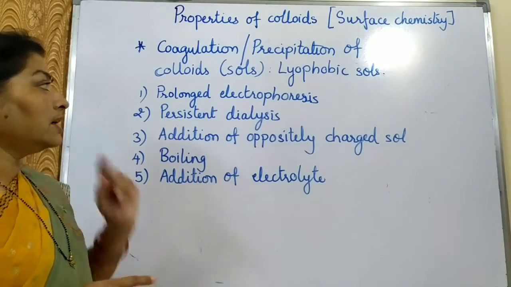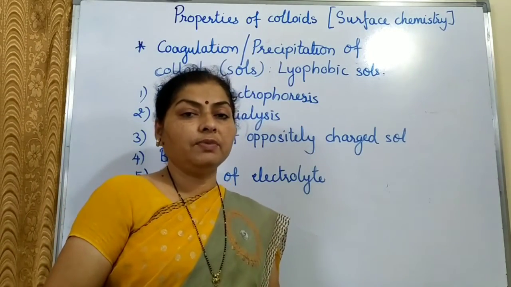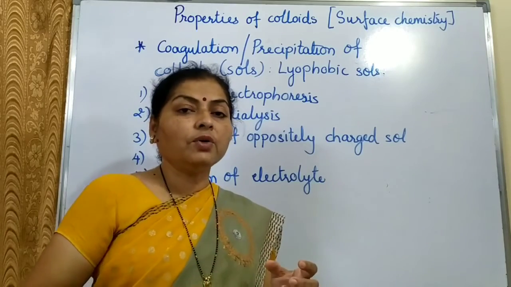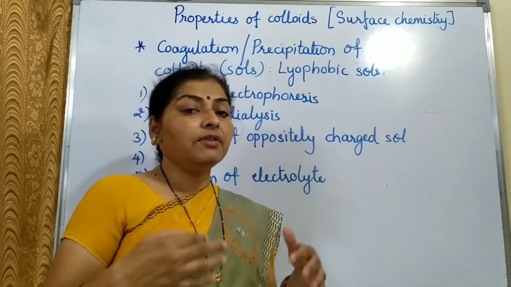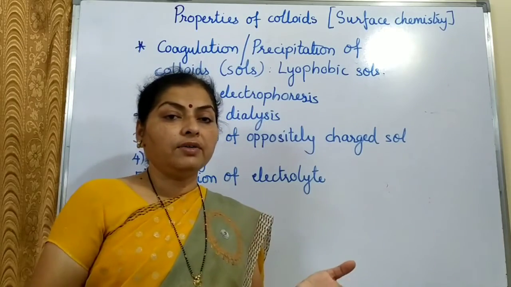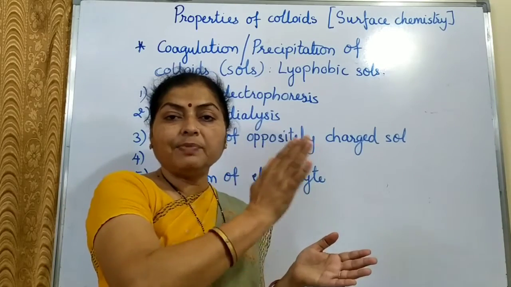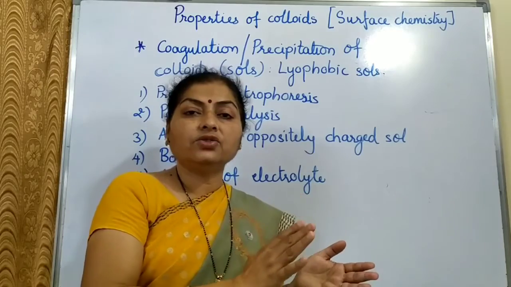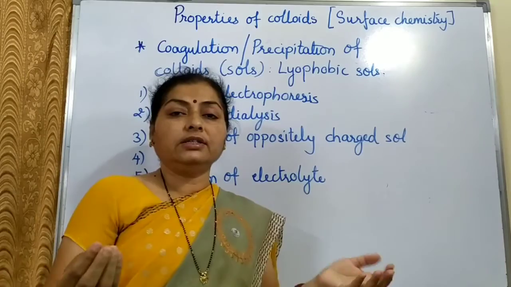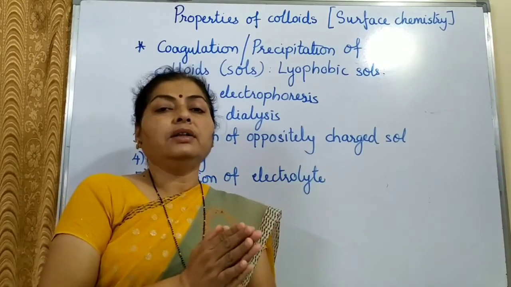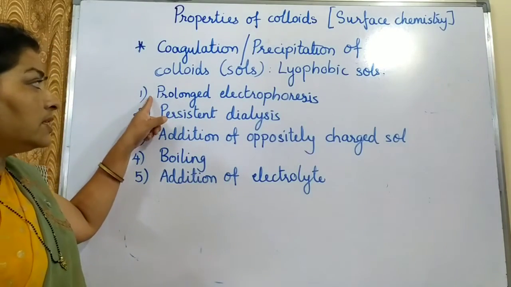The first method is prolonged electrophoresis. Just now we have seen what electrophoresis means. Electrophoresis means movement of the colloidal particles under the applied electric field. Now we discussed there also that if we continue it for a longer period of time, slowly what will happen? The particles will come and stick to the respective electrode and the charges will get destroyed. How can we coagulate a lyophobic sol? By destroying its charges. Charges will not be there. They will come and stick to each other and form bigger precipitates. So this is the first method.